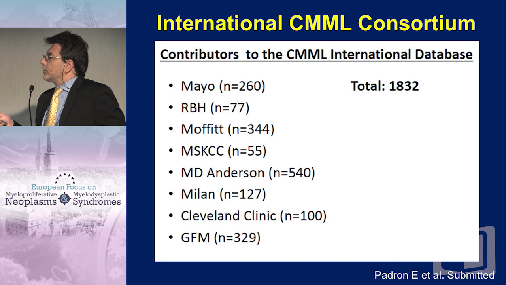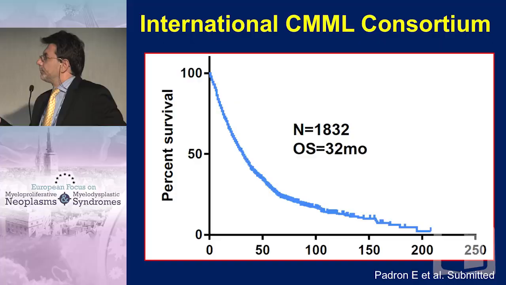Because no one of these prognostic scoring systems has been universally accepted, there is now an ongoing international effort called the International CMML Consortium, in which a few hospitals in the USA, the French group, and the one from the University of Milan have been put together and set up a database which now includes more than 1,800 patients. This is the overall survival from these 1,800 patients, and the median survival is 32 months, practically 2.5 years.